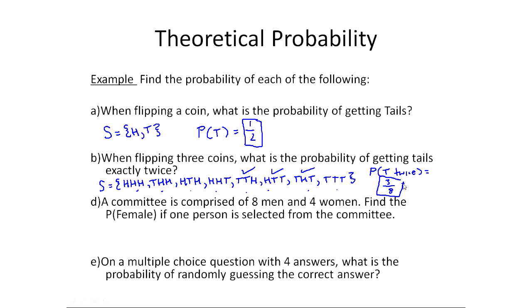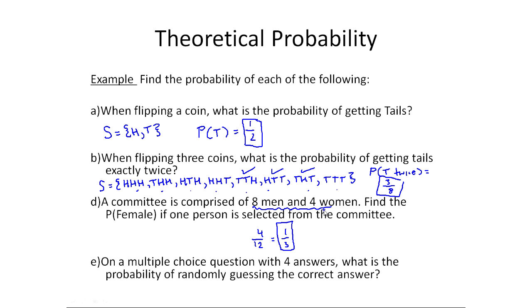Take a look at part D. A committee is comprised of 8 men and 4 women. Find the probability that a woman is chosen if 1 person is selected from the committee. Now this one, I'm not sure if I really need to write everything out. If we're just going to randomly select from the committee, then everybody has the same chance of being chosen, so we have that idea of equally likely outcomes. And so how many people could be chosen? That's the size of the sample space. That's 12, right? How many of these people are women? That'd be 4. So this would be 1/3. So here it's a little different because the sample space is practically written out for me already. I didn't really have to write it out. I just had to think about what the total was.